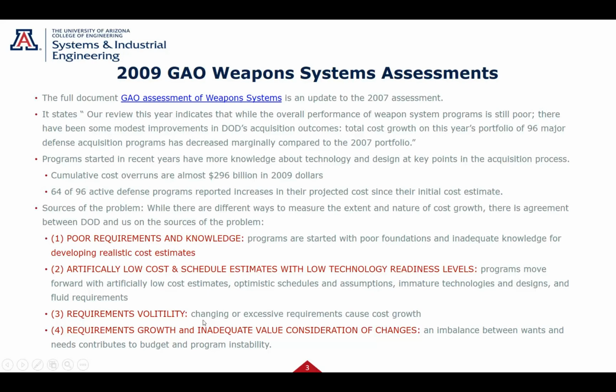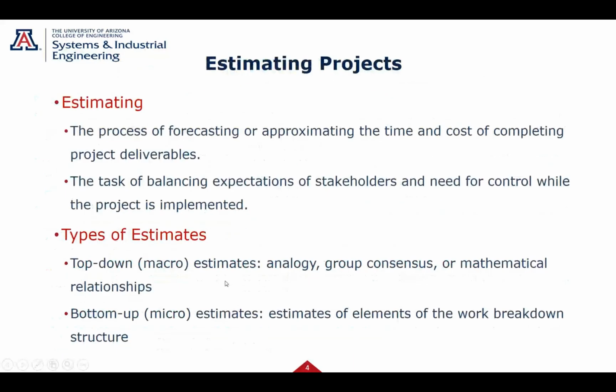So those things have kind of hurt us, but let's see how do we get a baseline cost and times for our tasks. So estimating is the process of forecasting those times and costs. Kind of, that makes sense. We're trying to balance our expectation with the needs of the project. There's two ways of doing it, generally speaking. We're going to go over these.